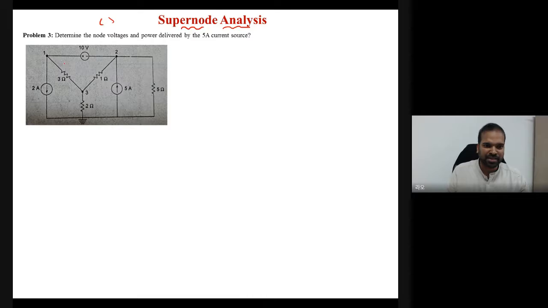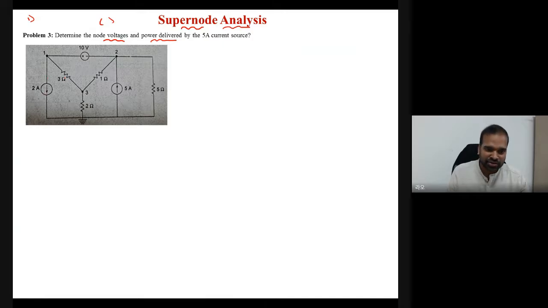Now for this problem, we need to determine the node voltages, and this is our first task, and we need to find the power delivered by the 5 ampere current source. For any given circuit, what is our step one? Step one, we need to identify how many nodes we have. For example, they are already given, but we can also find them easily, right?